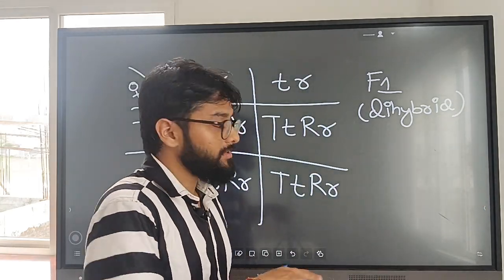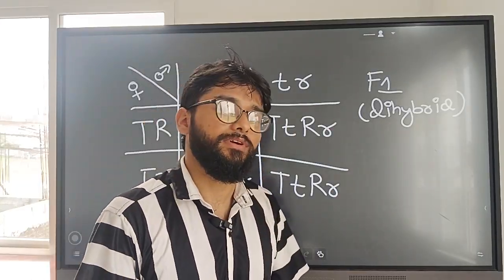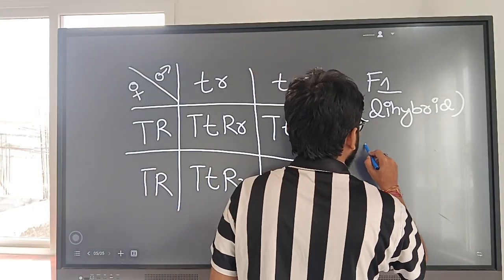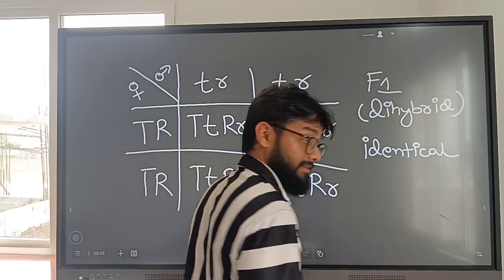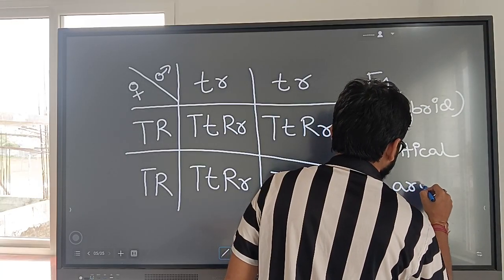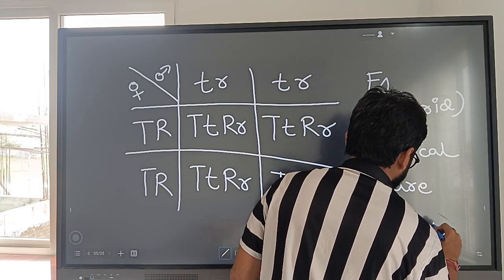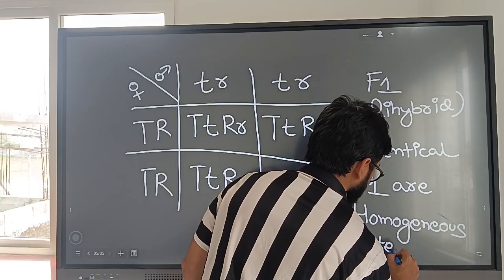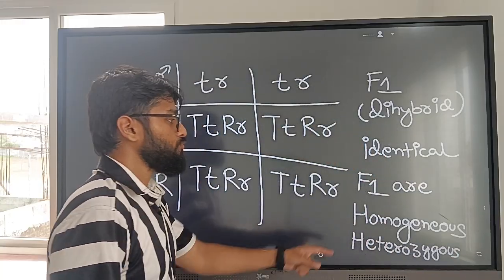Remember, are you seeing something? Can you decipher something? Whenever we do an F1, all of the progeny that you get are identical. That is why all the F1s are homogeneous in nature, but heterozygous in nature. This is a very important statement. Do take note of that.